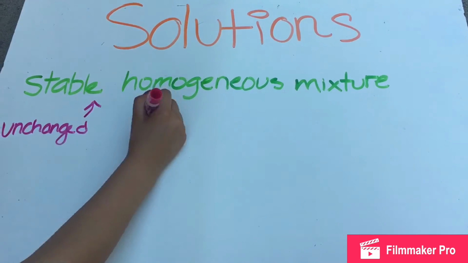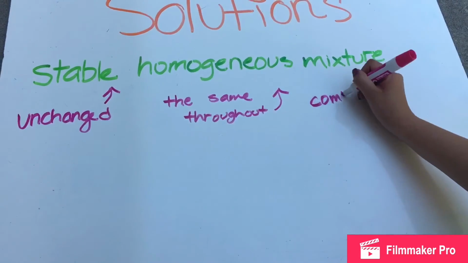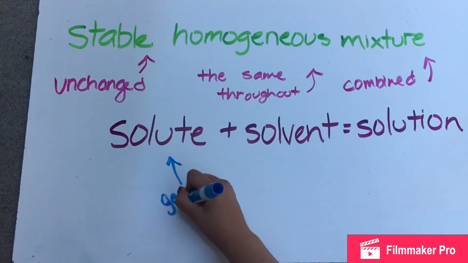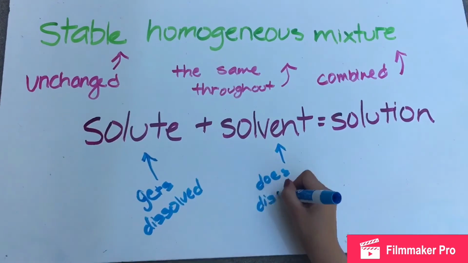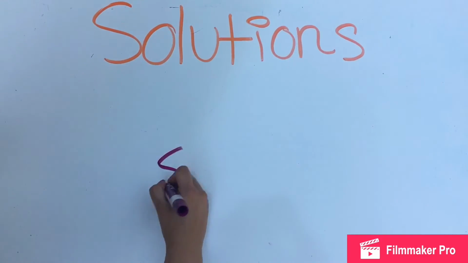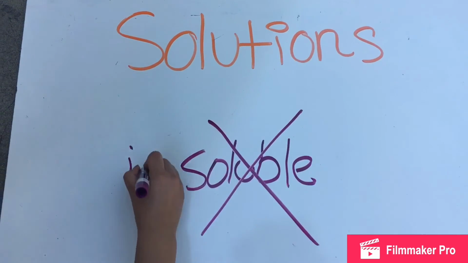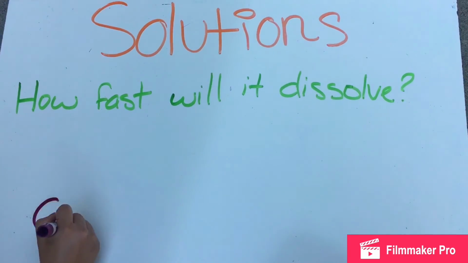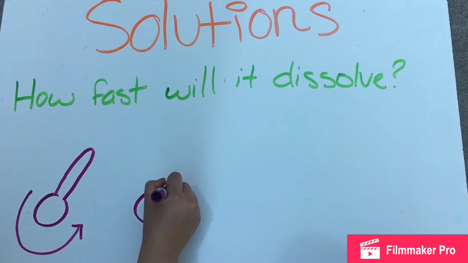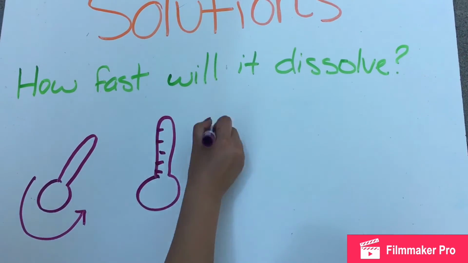A solution is a stable, homogeneous mixture. A solution is made up of a solute and a solvent. Soluble means that it's able to dissolve in, while insoluble means that it's not able to dissolve in. Factors that can change how fast a solute dissolves include stirring, temperature, and surface area.